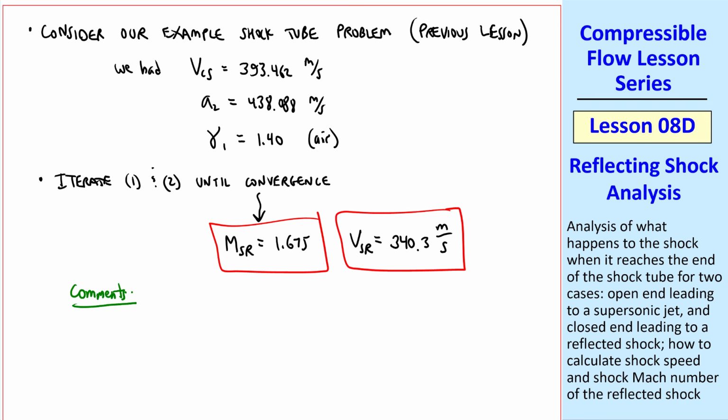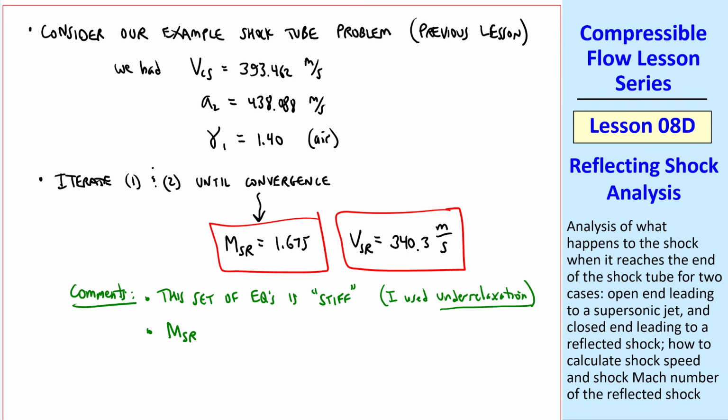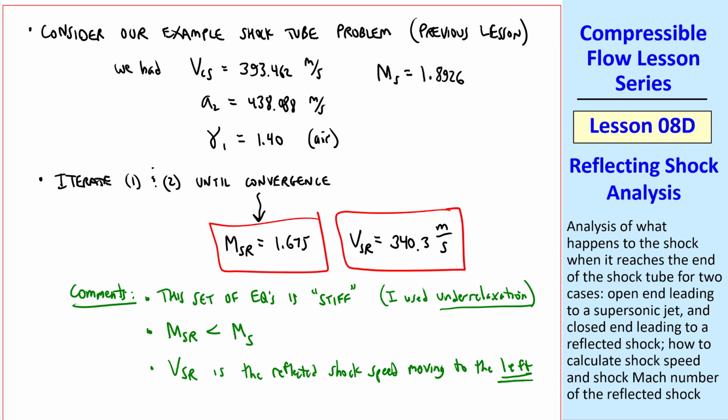Some comments. This set of equations is what mathematicians call stiff. In other words, it's difficult to converge. I used an under-relaxation technique to get it to work. Notice that MSR is less than the original MS, which I'll write up here from our previous analysis. MS was 1.8926. And note that VSR is the reflected shock speed moving to the left.